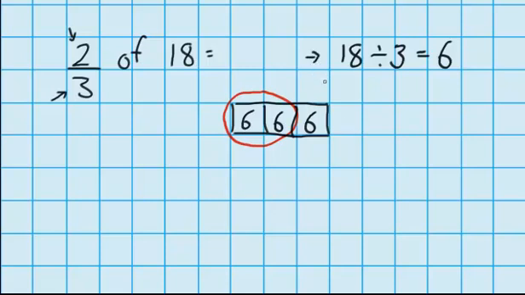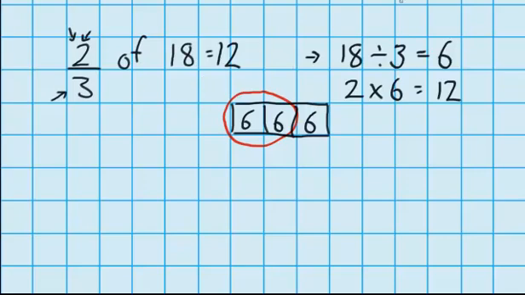Now in step 2, we want to work out how many candles there are on 2 pieces. So there's 2 pieces, 2 groups, and I got that from my numerator here. And on every one of those pieces, there are 6 candles. So I've got 2 groups of 6. And I know 2 groups of 6 is 12. So 2/3 of 18 must be 12.